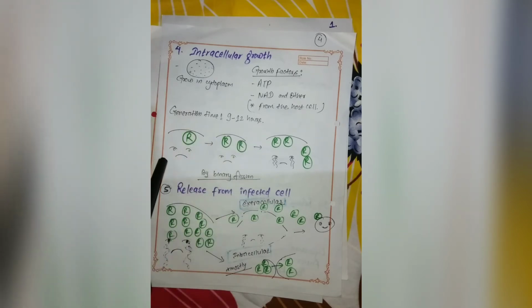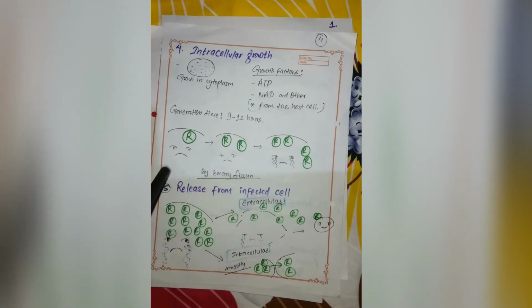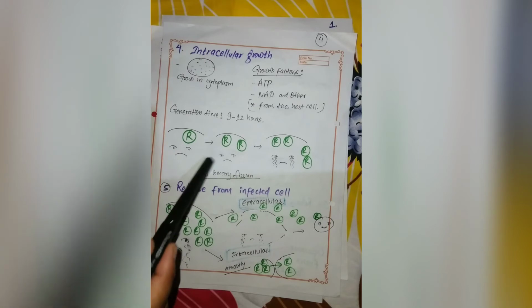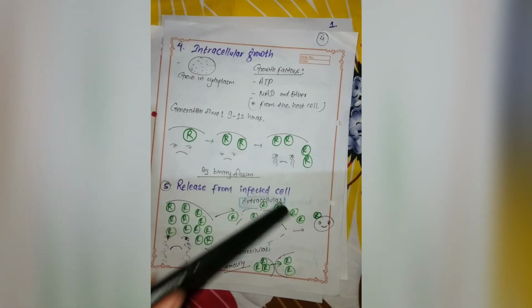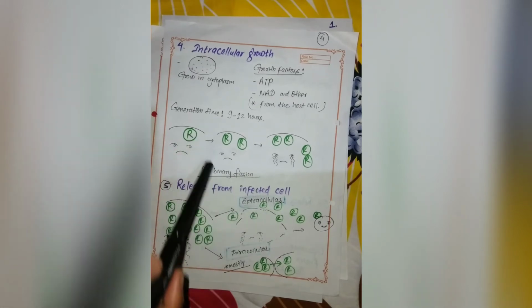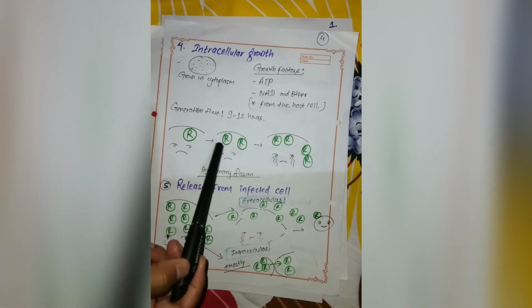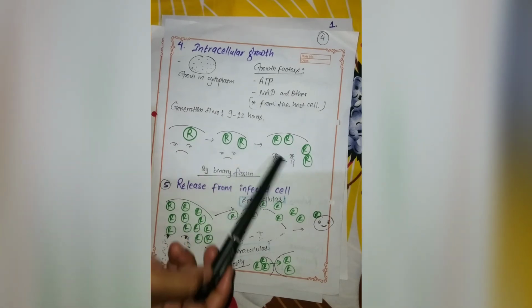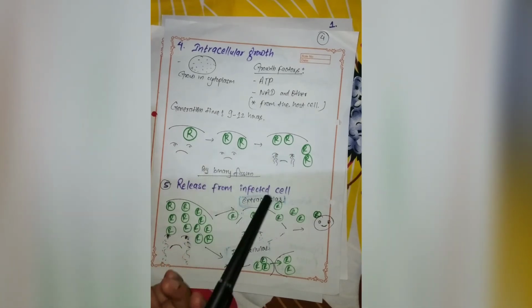Okay, our host cell is still sad. This Rickettsia, by the process of binary fission, one Rickettsia will be divided into two, and from the two it will form four. Okay, this way multiplication of the Rickettsia will occur.